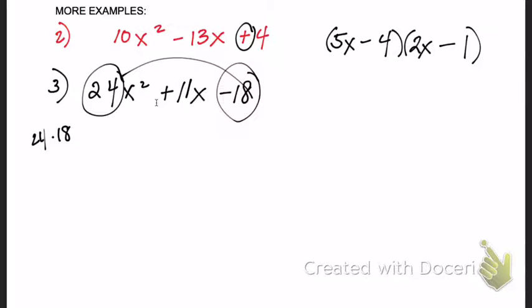You're doing 24 times 18, because this is what you do on the box method. I'm guessing it's 432. I think it's 432. Yes, Roman. Okay, now will you tell me the factors of 432?